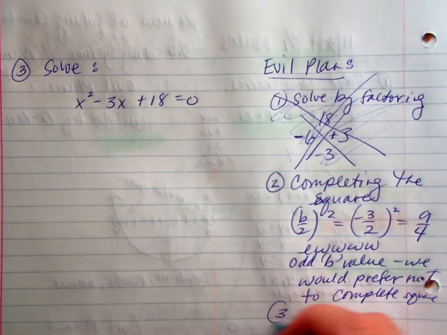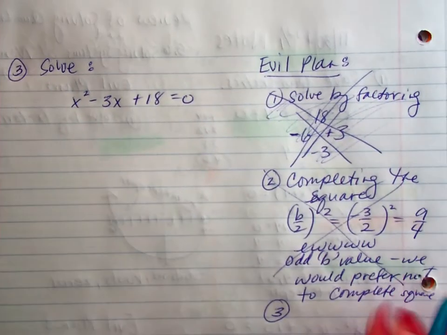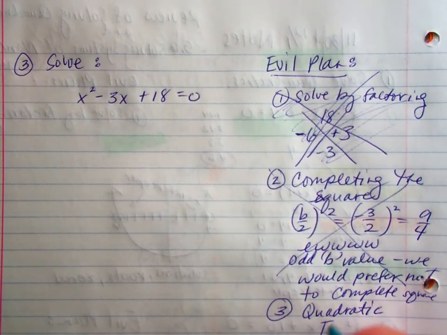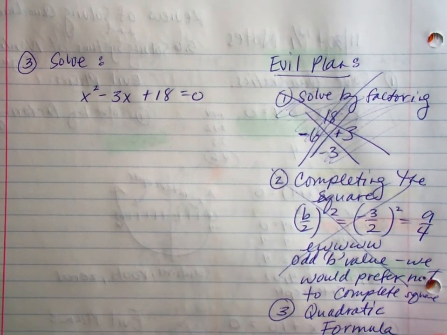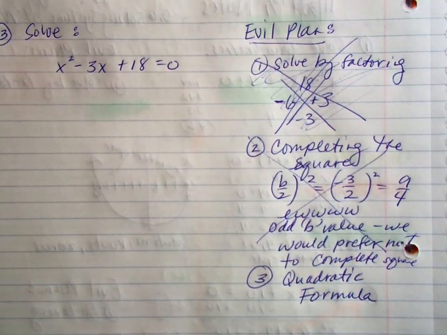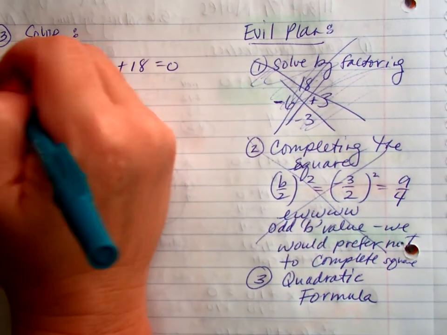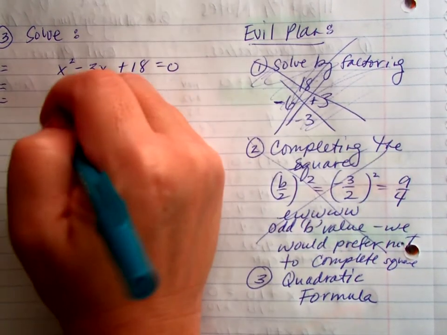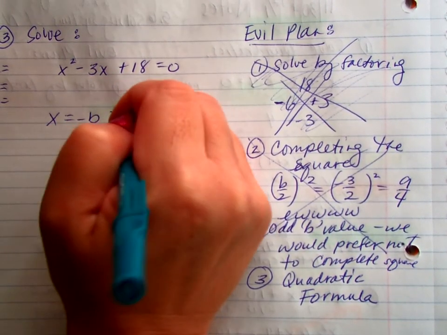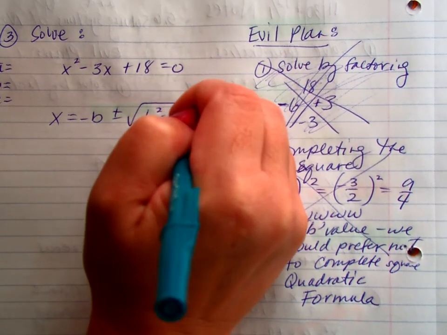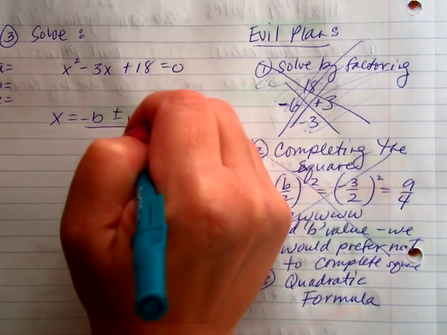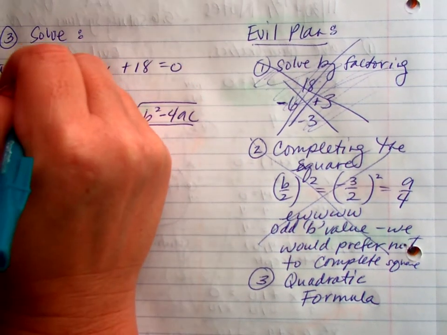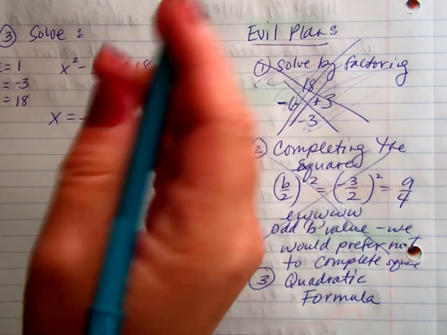Okay, so what's that leave me in my evil plans if I can't do that one either? What's my tried and tested, always can be used? The quadratic formula. The quadratic formula can be used no matter what, on any quadratic. Get me a, b, c, plug into this formula. a is 1, b is negative 3, c is 18.